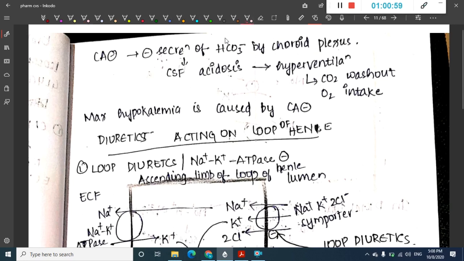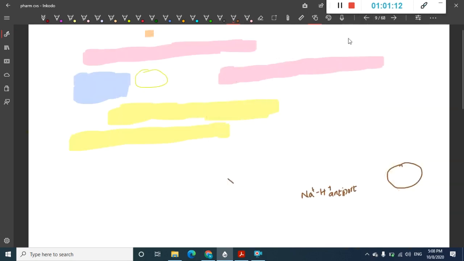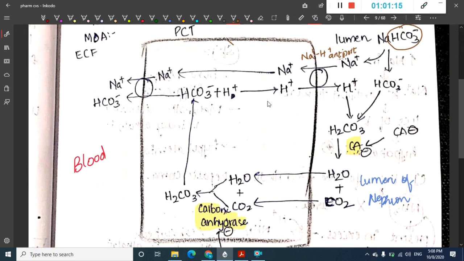Because they inhibit the secretion of bicarbonate by the choroid plexus, they cause something called CSF acidosis, right? See, the same process which I showed, imagine that this is not a nephron and now it is a cerebral cell, any CNS cell, any cell in the cerebrum. If the same process occurs, because of these carbonic anhydrase inhibitors, this bicarbonate has been excreted.